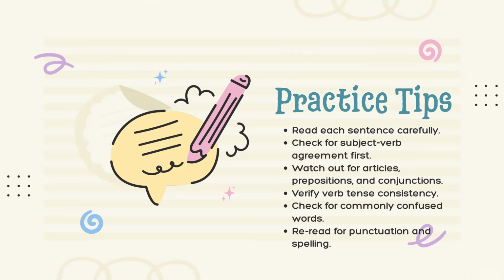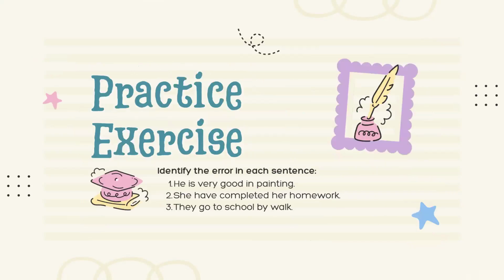Now let me give you some practice tips for error and editing. Read each sentence carefully. Check for subject verb agreement first. Watch out for articles, prepositions, and conjunctions. Tense consistency is very, very important, so verify verb tense consistency. Check for commonly confused words. Reread for punctuation and spellings, and don't forget to focus on the modal verbs.